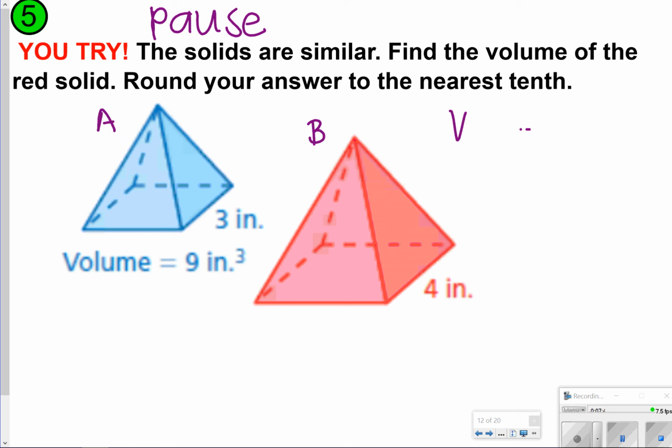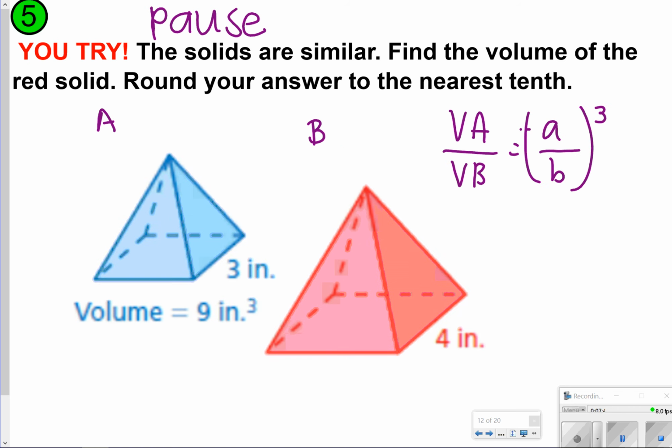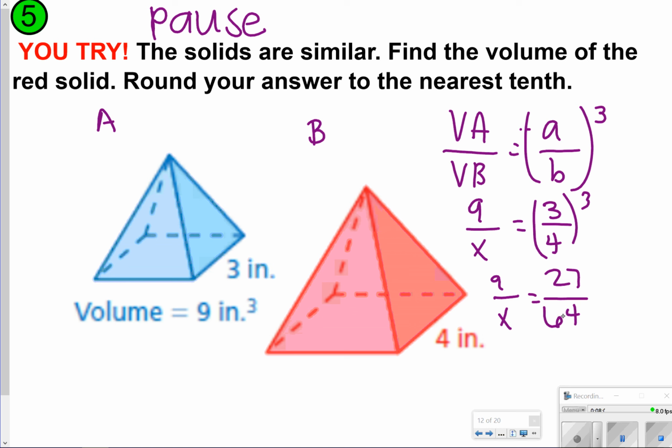Alright, so for this one I said the blue was A and the red was B. So the volume of A over the volume of B is equal to A over B cubed. Okay. The next thing I'm going to look at is the volume of A was given to me, so it's 9. Volume of B is unknown. Side A is 3 and side B is 4. Okay. I have 9 over x, and then 3 cubed is going to give me 27, and 4 cubed would give me 64.